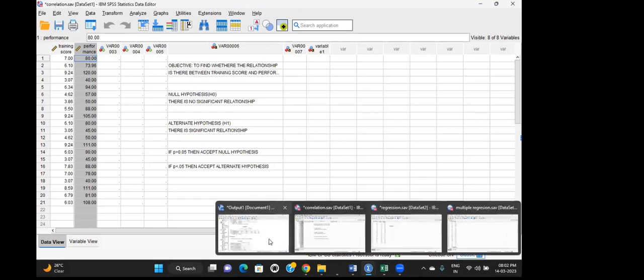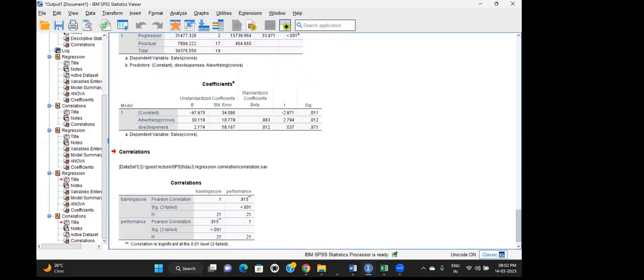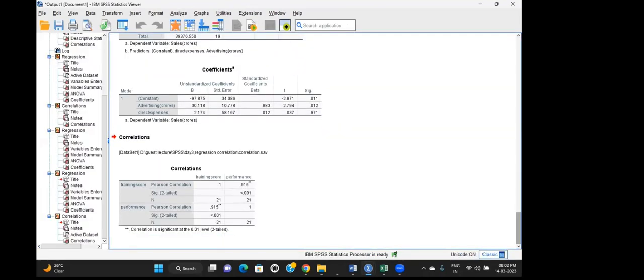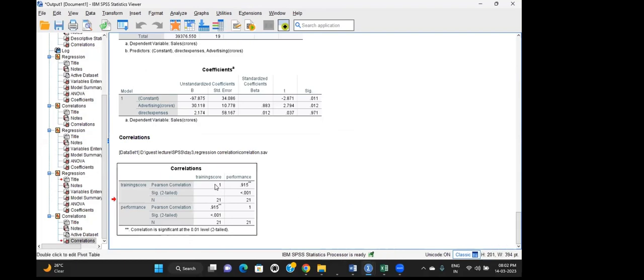So let's see the results of this. Let's see what results have come. This is the result. Can you all see this? Let me take it to a Word file. I am taking this to a Word file. Just give me a minute.